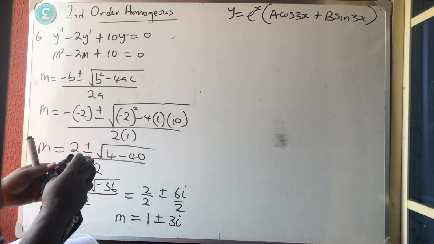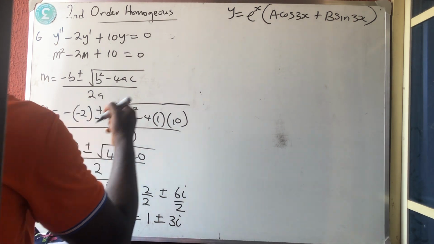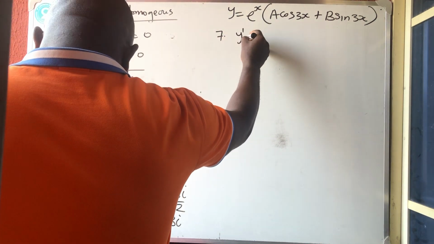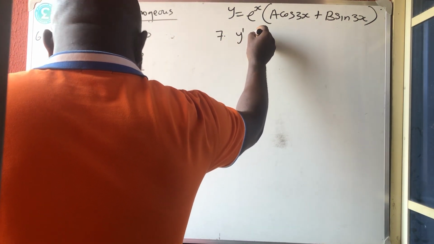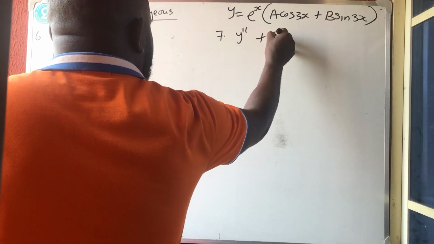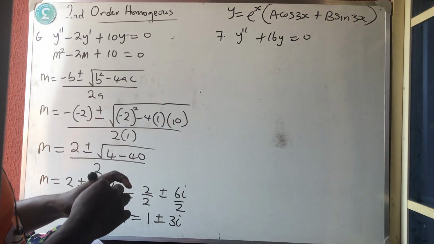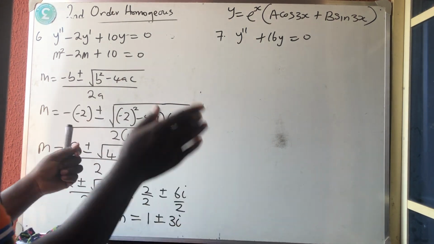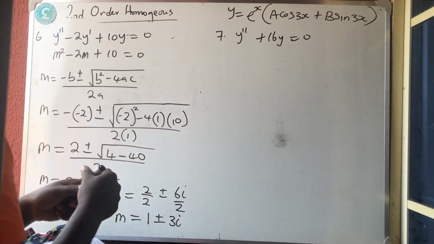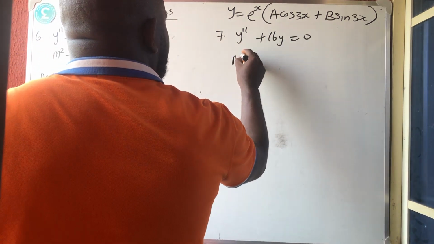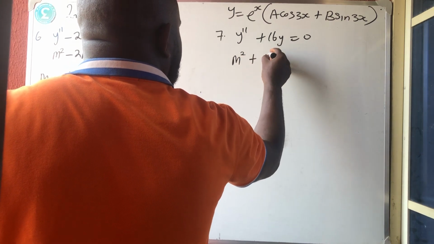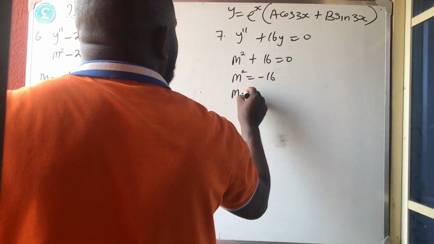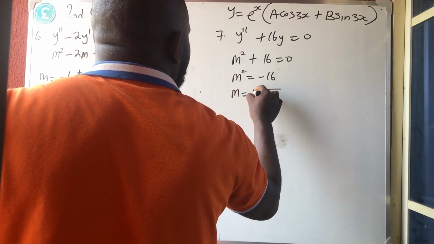So let's solve the last 2 that I gave you. Okay, that is question number 7. Question number 7 said that y prime prime plus 16y is equal to 0. So this type does not have y prime. Don't forget, this type does not have y prime, only y prime prime and y. And don't forget what I told you about that. So this will be m squared plus 16 is equal to 0. So my m squared is equal to minus 16. So my m is equal to plus or minus the square root of minus 16.